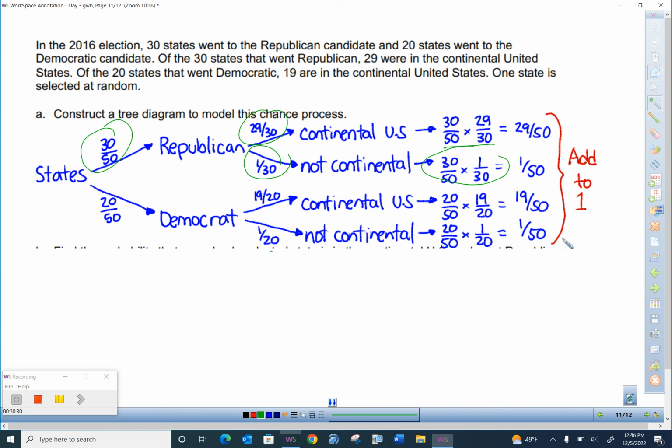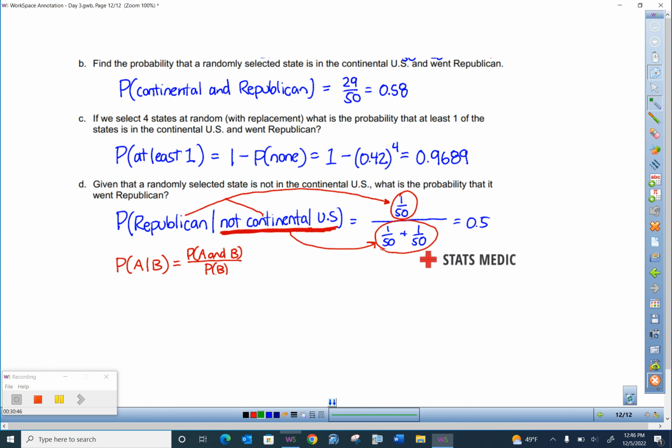Okay, now that you have this, fix anything if you need to, but I want you to pause one more time to answer those last couple questions. All right, Continental and Republican, that was that first outcome, 29 over 50 or 58%. Okay, what we need to talk about is this next one. So don't worry about copying this down. We're gonna talk it out, because this one's a little bit tricky.